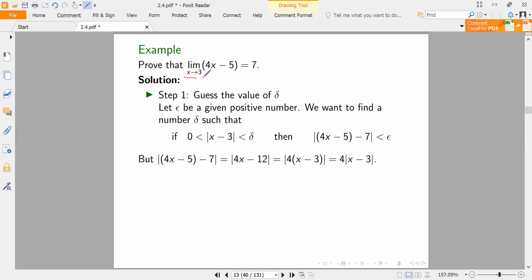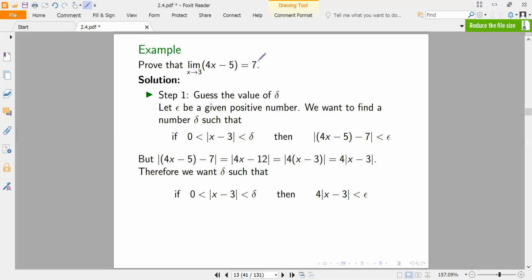But x is approaching 3. Remember we said the absolute value of f of x minus L is less than epsilon. So for whatever epsilon we choose, that will help us choose our delta. Remember, we want to find delta. If the absolute value of x minus 3 is less than delta, then from what we have here, where this was our f and this was our L, the absolute value of f minus L is equal to 4 times the absolute value of x minus 3, so we can substitute it for f minus L.